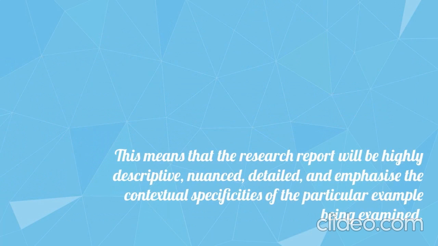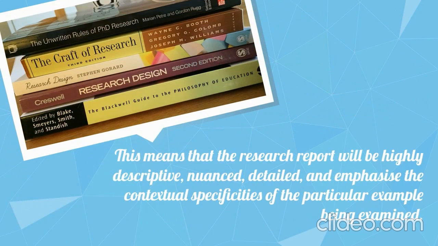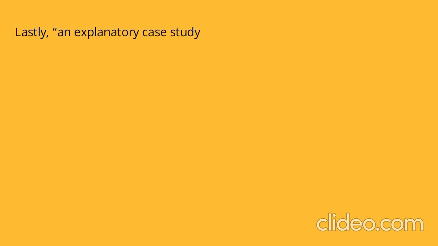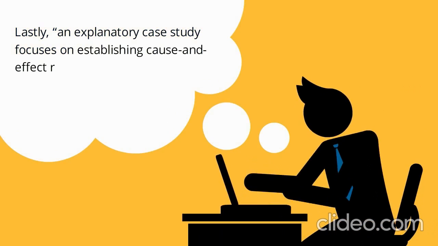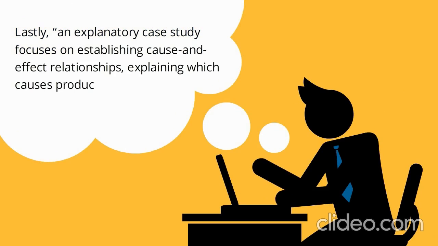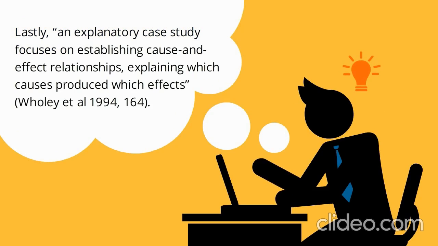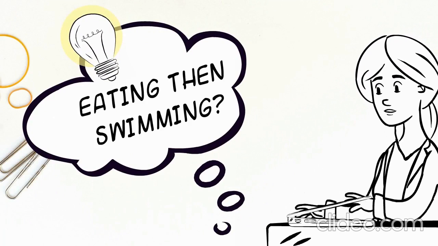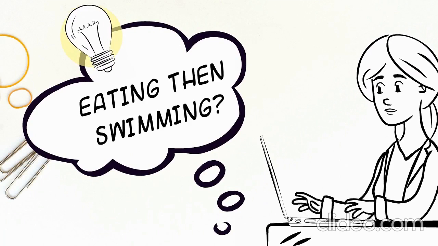This means that the research report will be highly descriptive, nuanced, detailed, and emphasize the contextual specificities of the particular example being examined. And lastly, an explanatory case study focuses on establishing cause and effect relationships, explaining which causes produced which effects. This means the study examines the particular outcomes generated from a set of circumstances. For example, perhaps you would like to examine whether eating before swimming has any effect, and whether the timing after eating or the kind of food eaten might be adding to those effects.